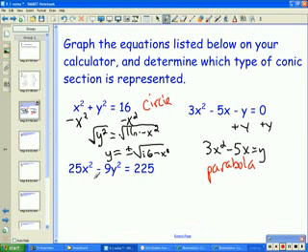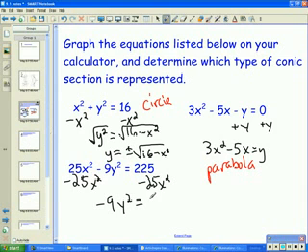Alright, and the last one. To solve for y, the first thing we want to do is subtract 25x. Be consistent, use black. I said 25x, I meant to say 25x squared. So subtract 25x squared. We get negative 9y squared equals 225 minus 25x squared. Divide by negative 9.